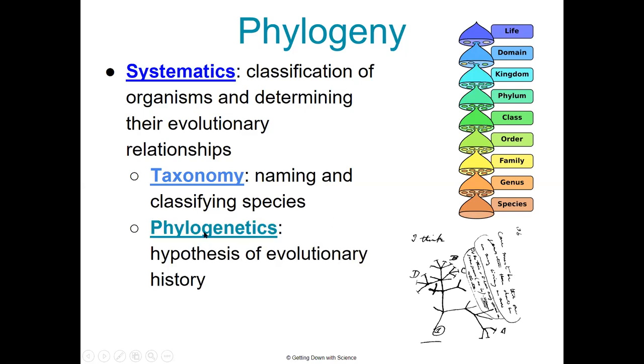And then we have phylogenetics, which is our hypothesis of the evolutionary history of basically how these are connected to one another. So we're going to use phylogenetic trees to show those connections or show those evolutions. So this picture over here on the right is actually from one of Darwin's journals.